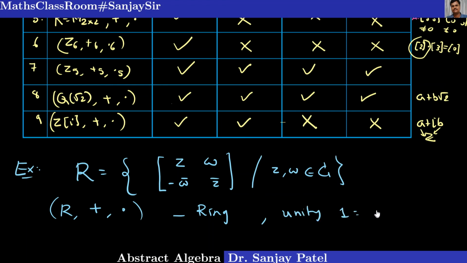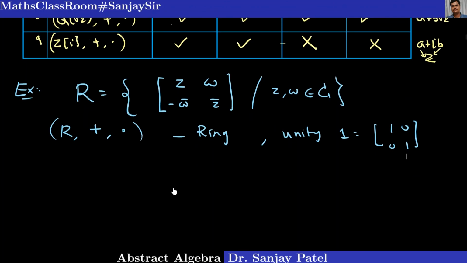What is the unity element? It is the identity matrix 1 0 0 1. Okay, it is an identity element 1 0 0 1. It is a unity element, and we know it is not commutative. Okay, it is not a commutative ring. So R is not an integral domain. R is not an integral domain.